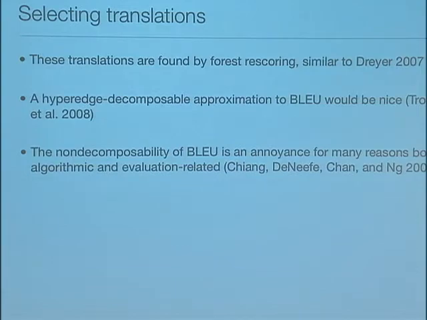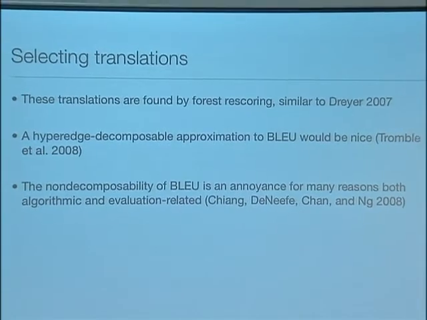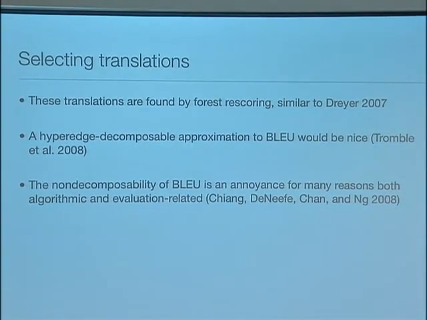Okay, how do we actually do this? We're given a forest, and we have to try to pluck the max BLEU or the max loss translations out of the forest. And we have to do this approximately. The method that I'm using is really similar to Markus Dreyer's method from 2007. There are other ways of doing it. There's more work that's been done here by Roy Tromble using a linear approximation to BLEU that is decomposable into the hyperedges of the forest. That would be really interesting to try also. And the fact that BLEU is not decomposable in this way is annoying for many reasons, both algorithmic and evaluation related. If you're interested in that question, you can see another paper that we're presenting at EMNLP.